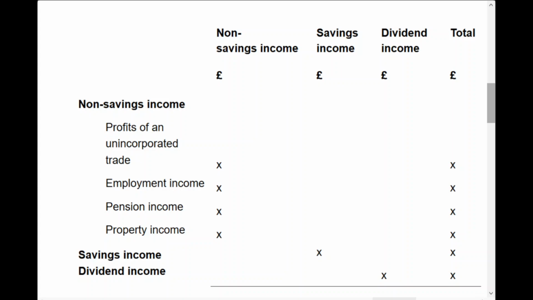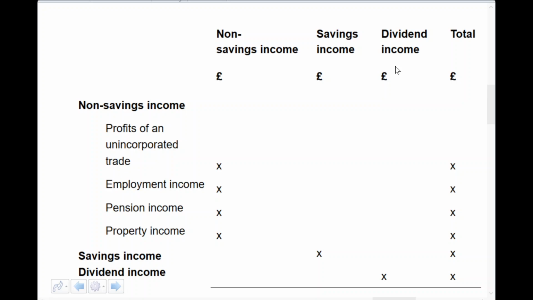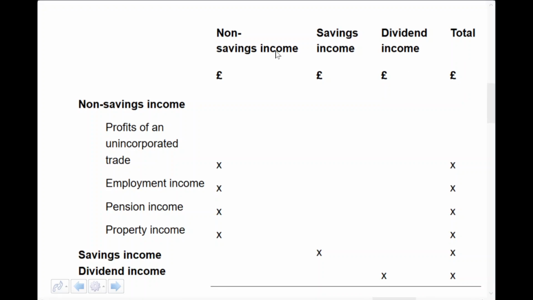First things first, columns at the top. What's happening here? Well, four main columns: non-savings, savings, dividend income, and a total. Now, we know broadly speaking from Chapter 1 that non-savings income is just that. You'll see it's basically income that's not relevant to savings. In other words, sort of earned income in one sense. For example, trading income or profits of an unincorporated business, employment income, pension income, property income. So this is where we have to place non-savings income. It must work in this order.